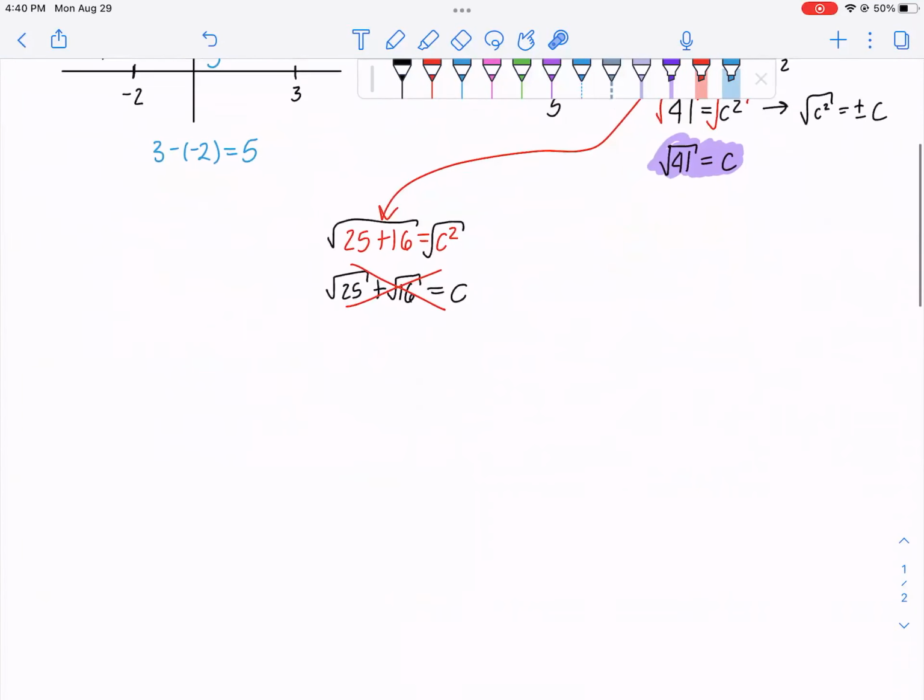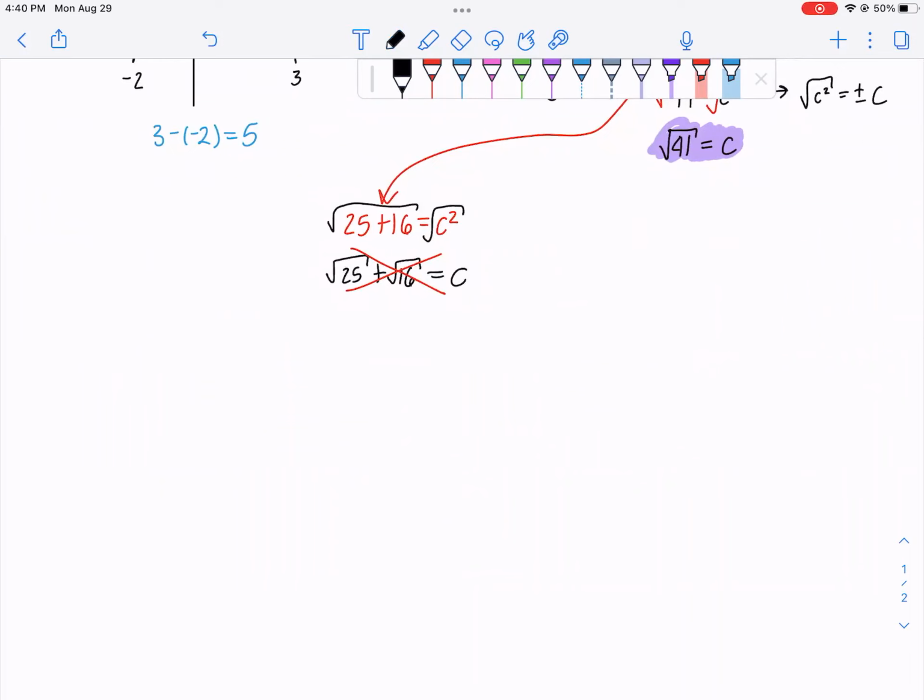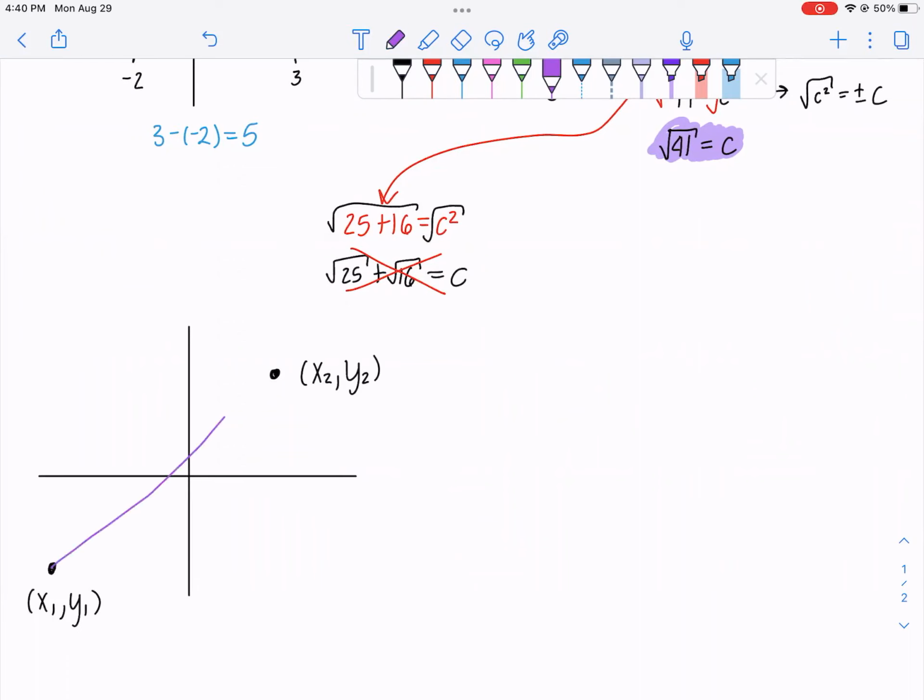So let's try to generalize a little bit here. I'm going to draw just a very generic graph here, and let's say we have 2 points. This point down here, I'm going to call x1, comma y1. Those are subscripts. And we will call the second point x2, comma y2. We want to find a formula for the distance between these 2 points, which I will call d.